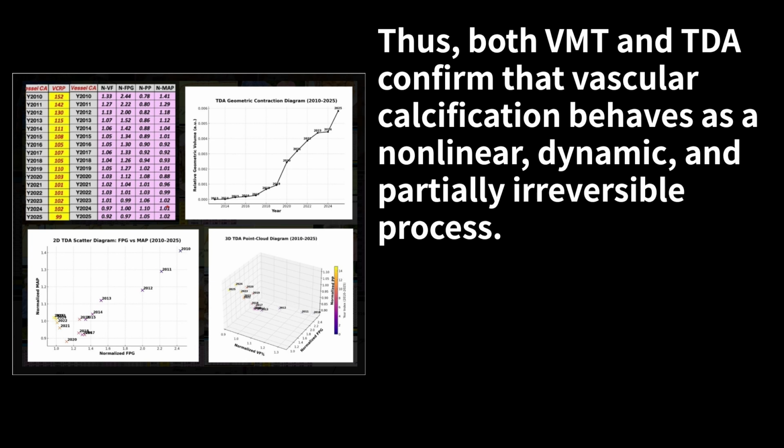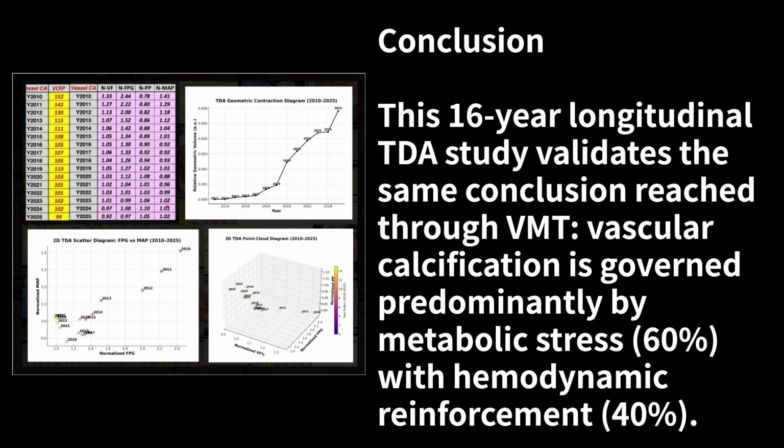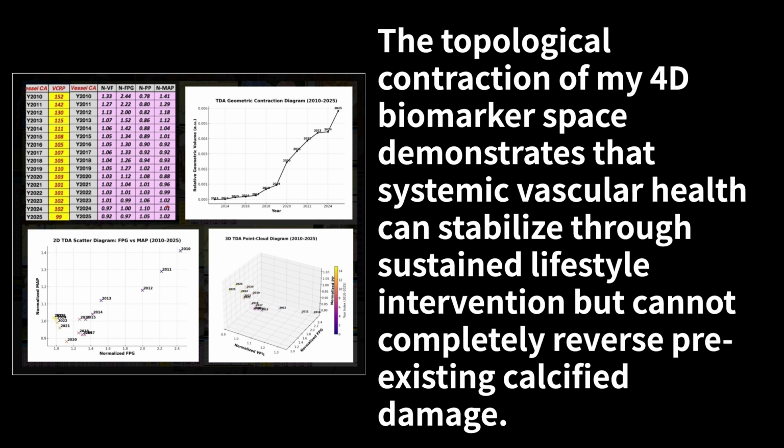Thus, both VMT and TDA confirm that vascular calcification behaves as a nonlinear, dynamic, and partially irreversible process. Energy reduction and geometric contraction describe the same physiological reality, through two complementary mathematical languages, physics and topology. Conclusion. This 16-year longitudinal TDA study validates the same conclusion reached through VMT: vascular calcification is governed predominantly by metabolic stress, 60%, with hemodynamic reinforcement, 40%. The topological contraction of my 4D biomarker space demonstrates that systemic vascular health can stabilize through sustained lifestyle intervention, but cannot completely reverse pre-existing calcified damage.